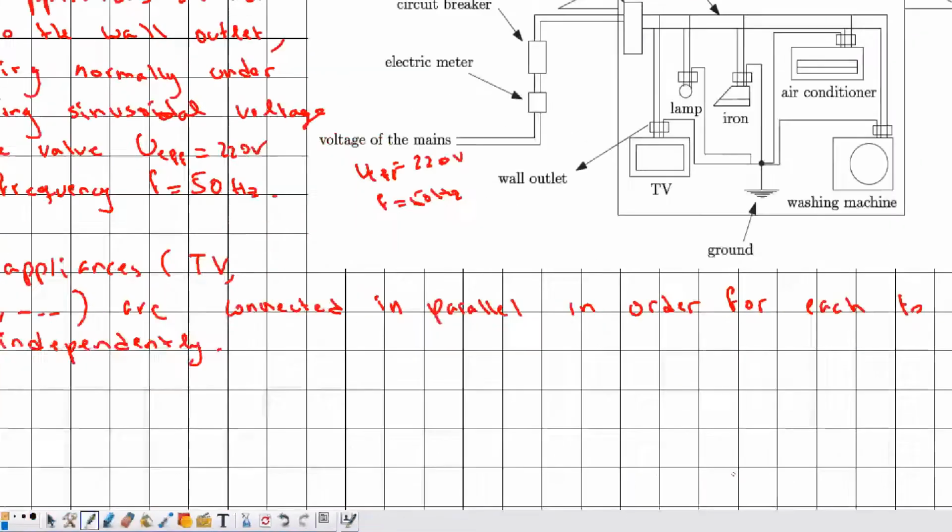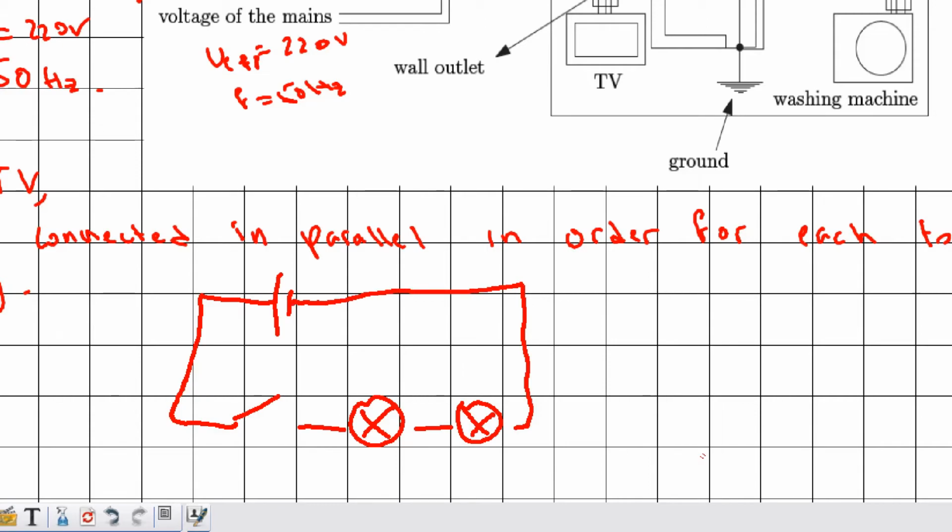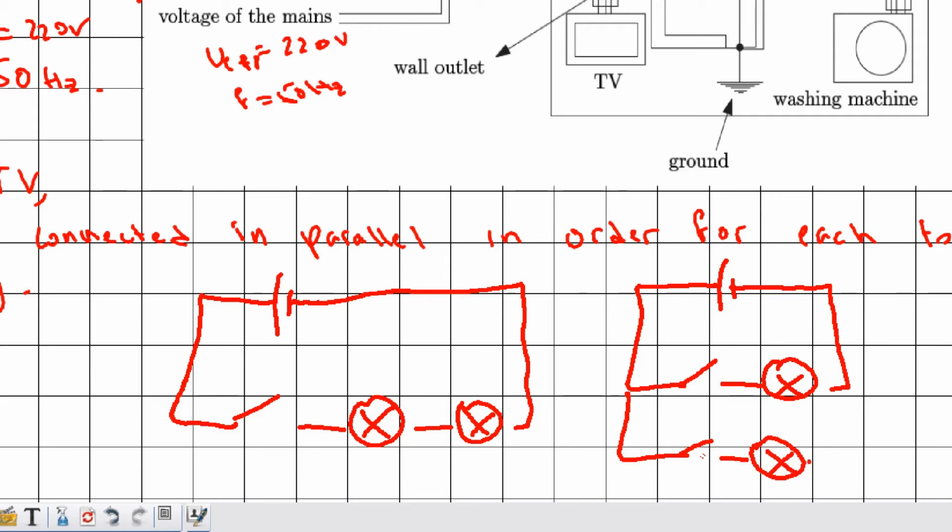What I mean here is that if we have two lamps, suppose that they are connected in series and they have one switch between them, and another grouping in which they are in parallel, but across each lamp we have a switch.